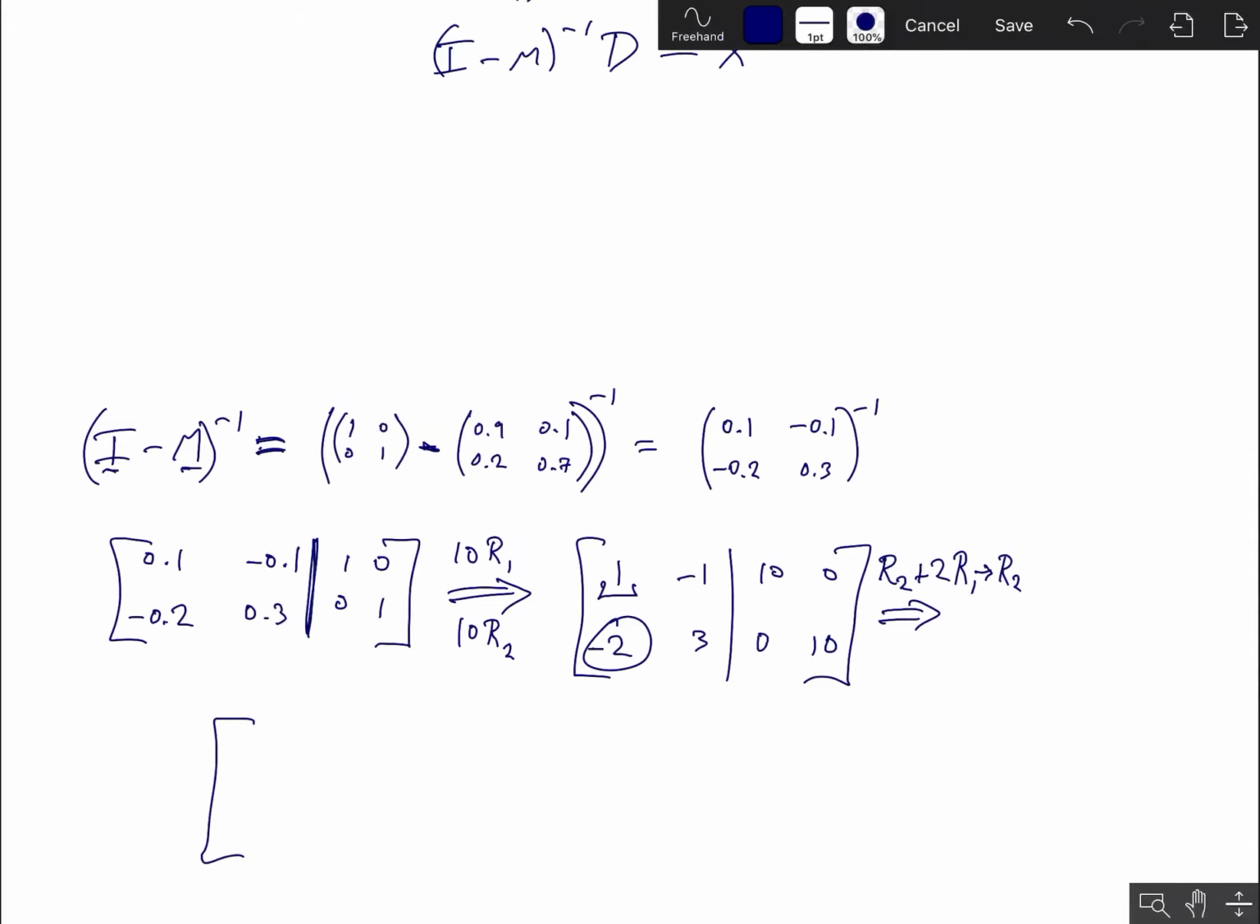So that's going to give me, actually, I think I'm going to come down here for that. So that'll give me that the top row is not changing. And the new bottom row is going to be the old bottom row plus twice what's above it. So this would be a negative 2 plus 2, which is 0. This will be a 3 minus a 2, so that would be a 1. This will be a 0 plus a 20, so that will be 20. And this will be a 10. So that's what I get at the end of that row operation.